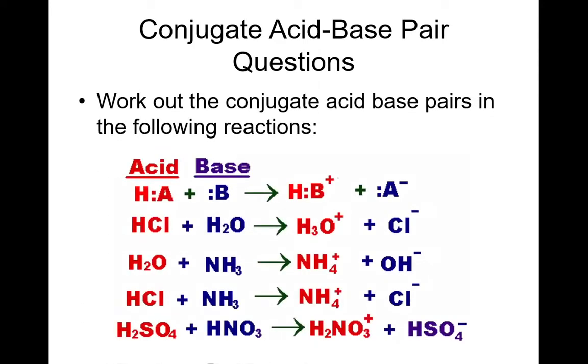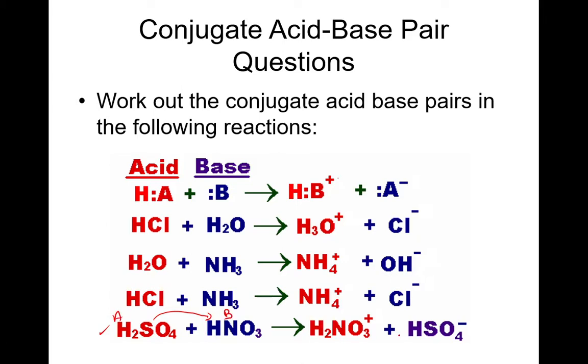So let's take a look at this one. I'm just going to do the last one here because you can do the rest yourselves. Let's see if we can work out what the conjugate acid-base pairs are in all of these reactions. Let's take the last one. H2SO4 and HNO3 react to give H2NO3+ and HSO4 minus. Now, what's happened? Take a look at this carefully. The HSO4 minus started off as H2SO4. So therefore we notice that the H2SO4 has lost a proton, meaning that it has donated this way. So that's the acid and that's the base.